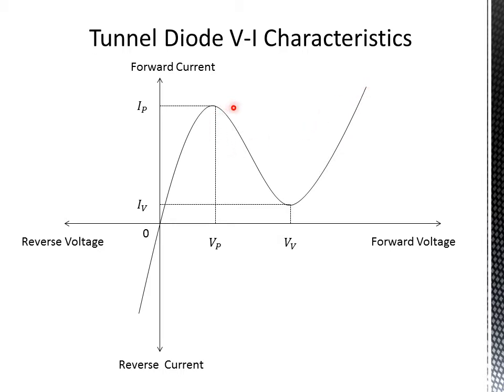In this region between the peak voltage and valley voltage, the tunnel diode exhibits negative resistance characteristics, where the diode current decreases with the increasing forward voltage. If we reverse bias the tunnel diode, the tunneling current keeps on increasing.